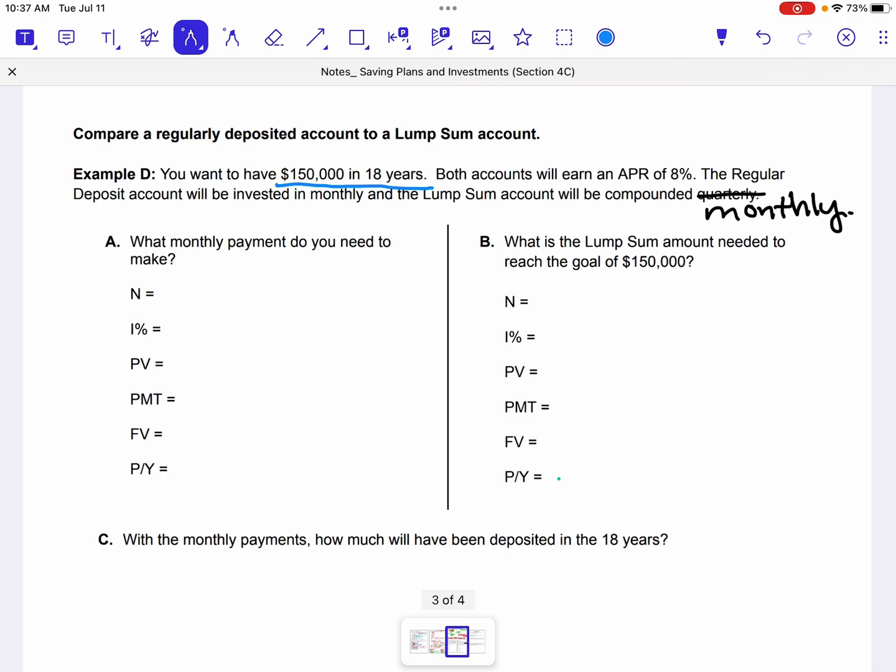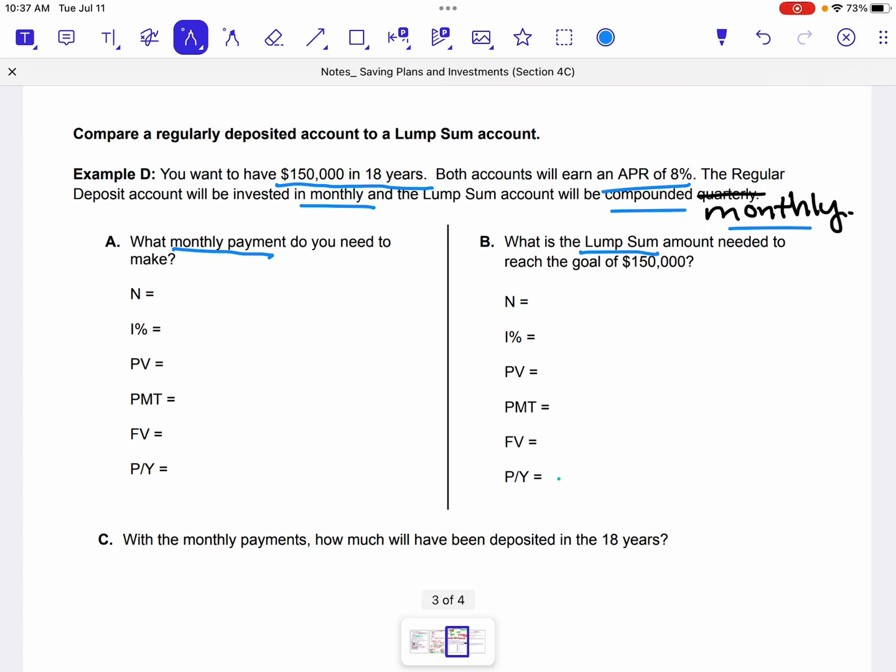In 18 years, we have two different accounts, one that we're going to put a monthly payment into and one we're going to do a lump sum. So when we talk about lump sum, that means like an upfront amount. So we're going to deposit all our money at once and then we're just going to ignore the account. Now in both of these accounts, we're going to keep everything else the same. So it has an APR of 8%. We're going to be investing monthly, which means it's going to also be compounded monthly.